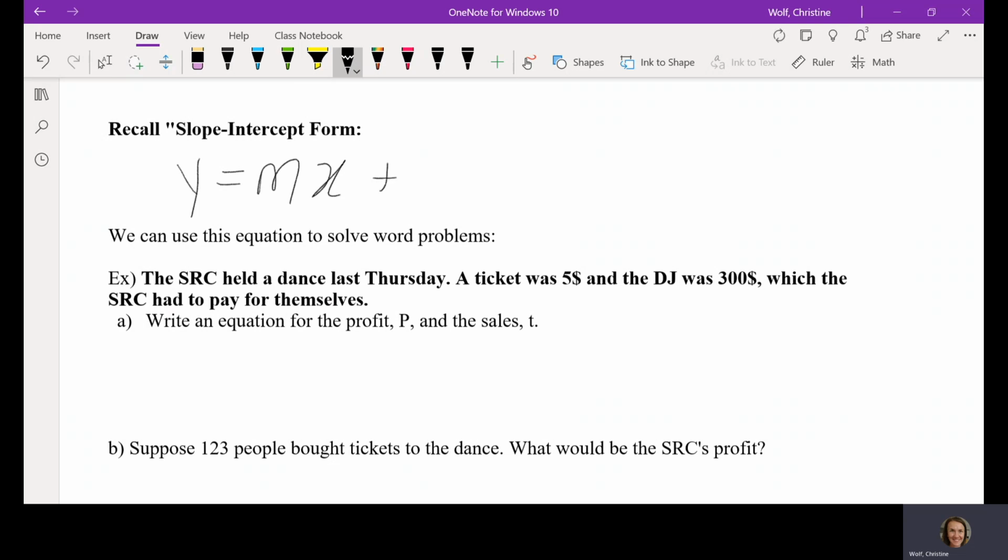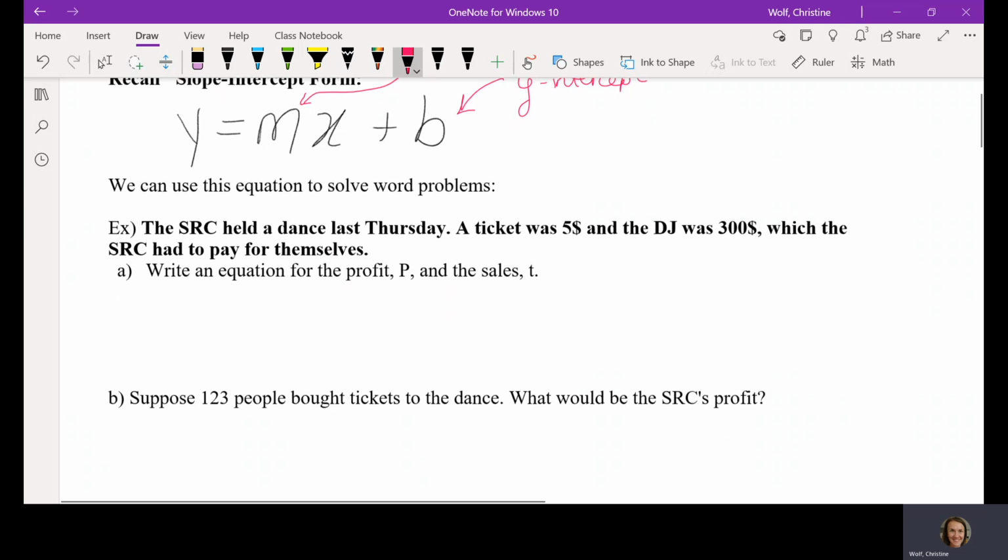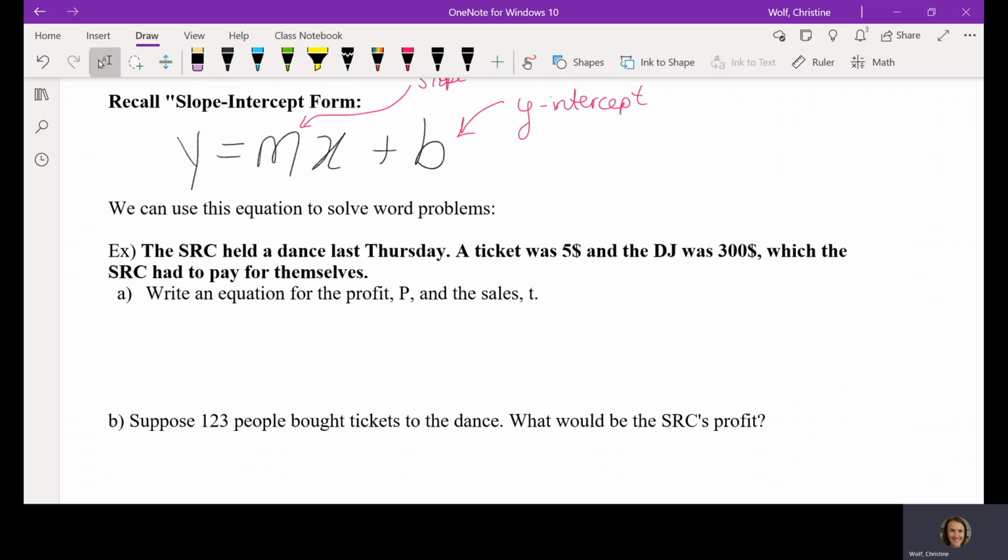And slope-intercept form is this guy here, y equals mx plus b, where b, the number at the end, is your y-intercept. And then m, the number in front of x, is your slope. Usually we think of slope as a fraction, rise over run, but sometimes it's not a fraction. So we can actually use this equation to solve word problems, okay? It doesn't always have to be about graphing.